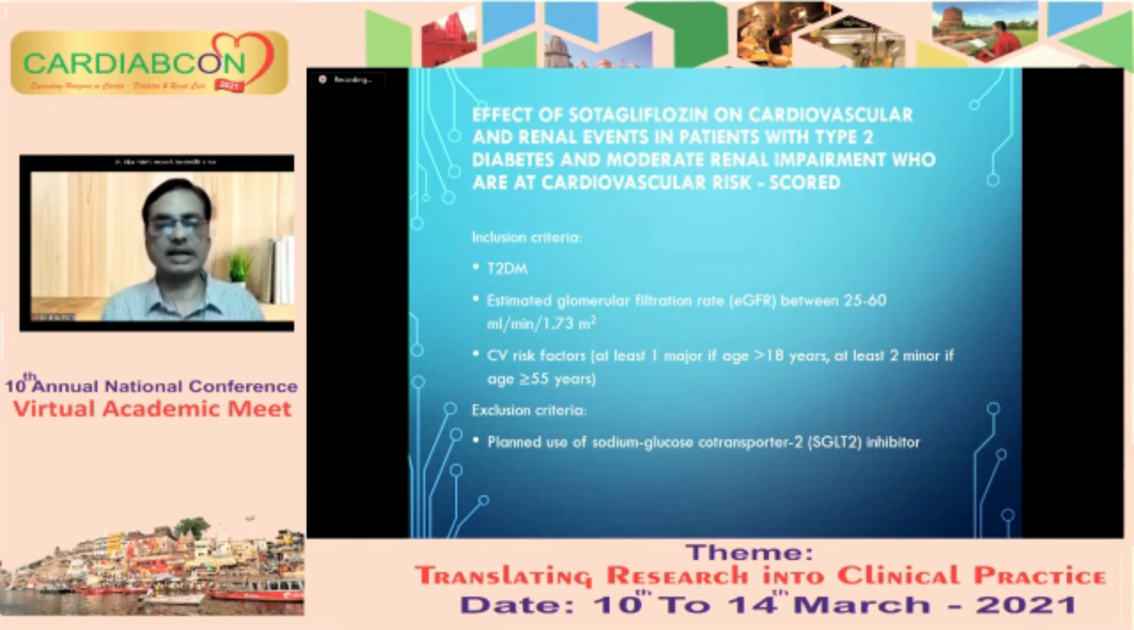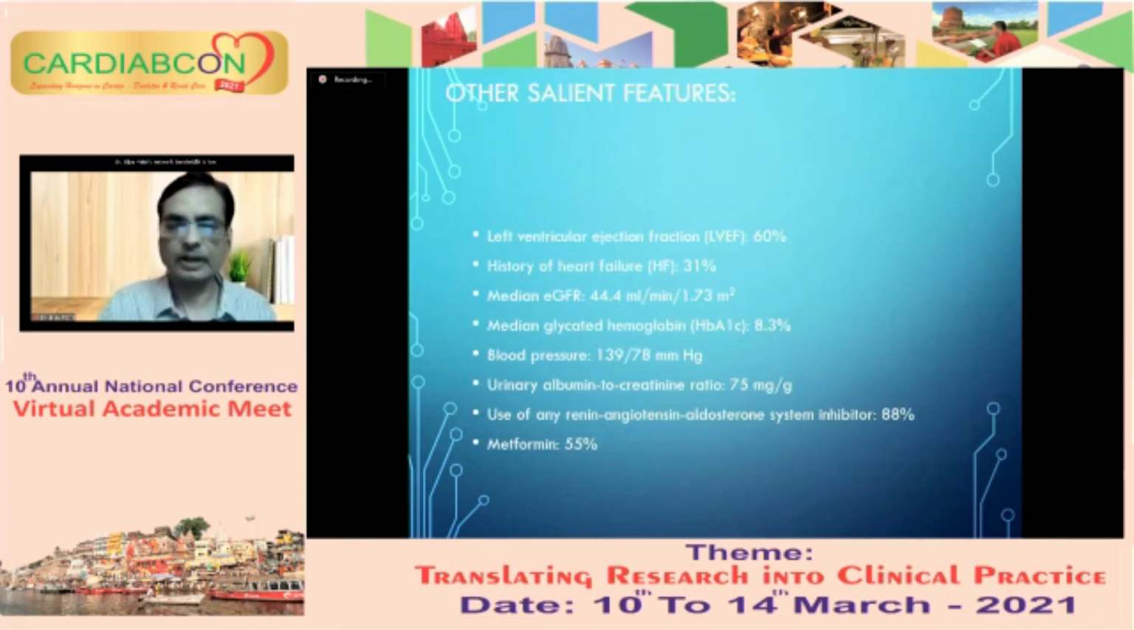The exclusion criteria was planned use of SGLT inhibitors. And these were the other salient features which were included there: you could see the mean glycated hemoglobin was about 8.3%, the blood pressure was about 139/78, and albumin creatinine ratio about 75, and most of the patients were on RAS inhibitors.